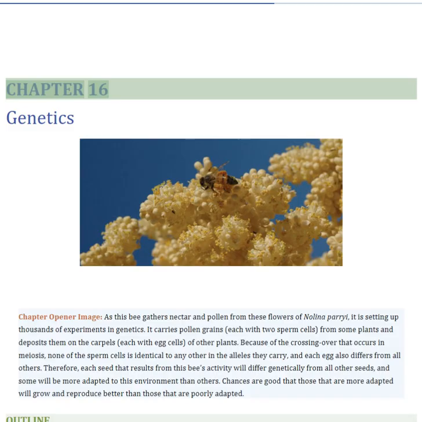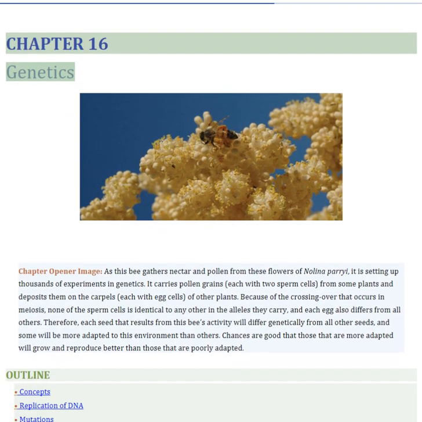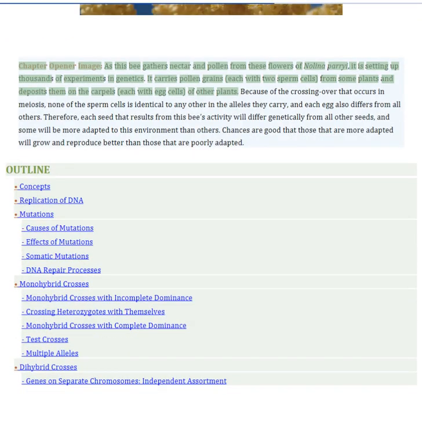Chapter 16. Genetics. Chapter opener image. As this bee gathers nectar and pollen from these flowers of Nolina perryi, it is setting up thousands of experiments in genetics. It carries pollen grains from some plants and deposits them on the carpels of other plants.